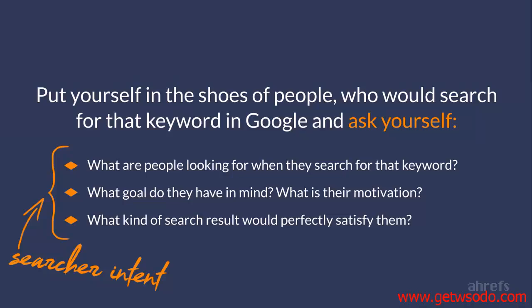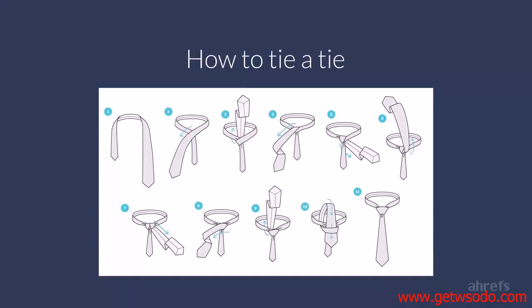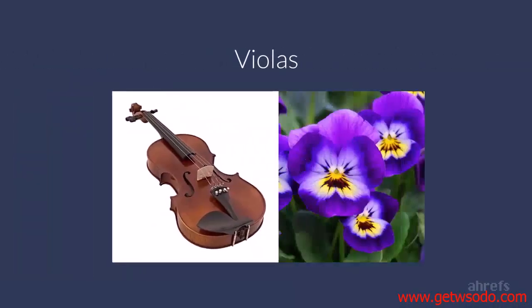For many keywords it is plain obvious, like how to tie a tie. Clearly, people need an instruction on how to do that, preferably visual, because it's almost impossible to explain that with words. But sometimes the searcher intent can be quite ambiguous, like the keyword violas. It can be a music instrument or a flower.